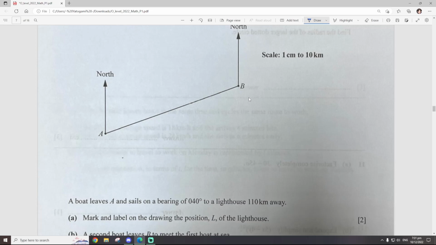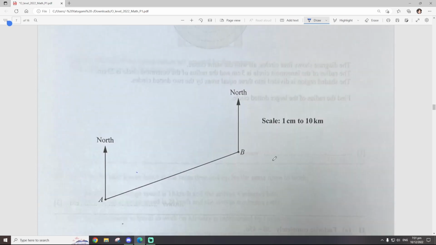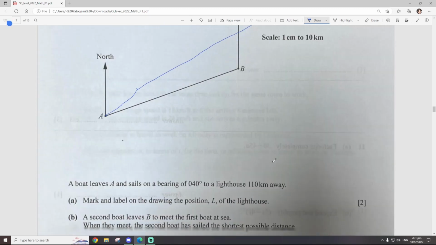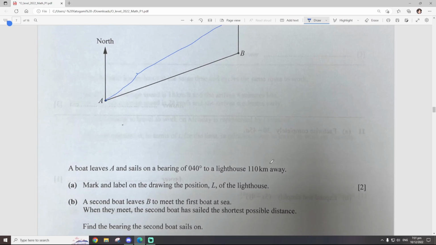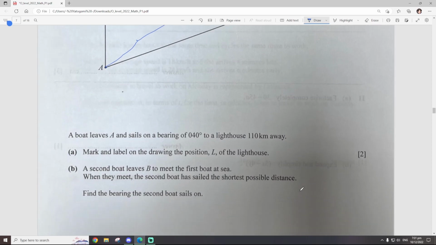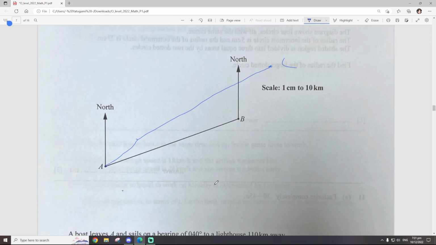So 40 degrees seems to be about here, okay? I need to draw a line through here. Something like that. L will be somewhere here, okay? A second boat leaves B to meet the first boat at C. They meet at the shortest possible distance. Find the bearing the second boat sails on.